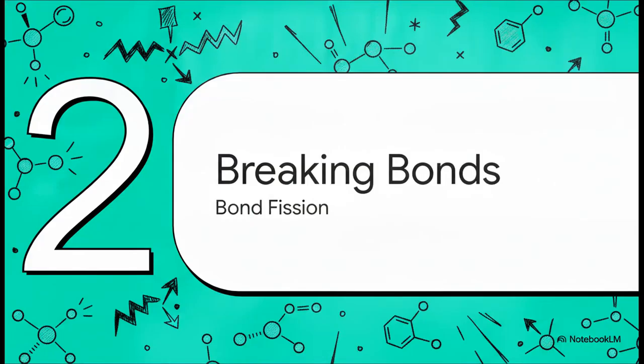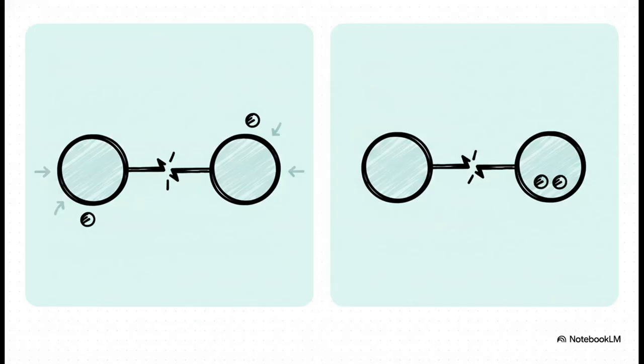Moving to Section 2, breaking bonds, or fission. Because before we can build anything new in our chemical story, the old bonds absolutely have to be broken. Covalent bonds can split in 2 fundamentally contrasting ways, equally or unequally. In homolytic cleavage, the bond breaks symmetrically. Imagine 2 atoms sharing a pair of electrons. They just split the pair right down the middle. Each walks away with a single unpaired electron, forming what we call a free radical.